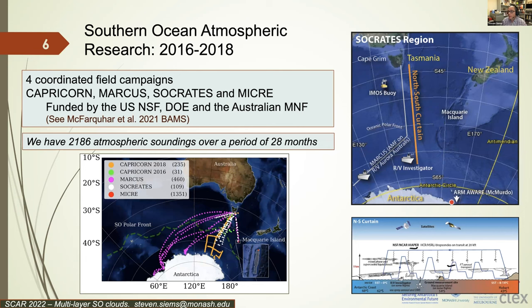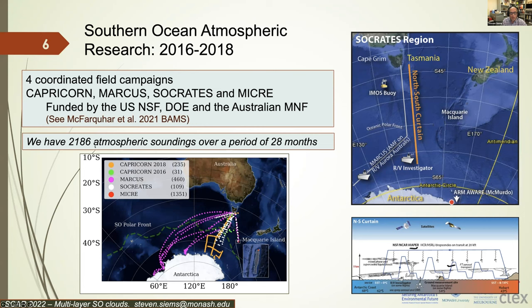Over the past decade there's been a lot of interest in the Southern Ocean radiation bias, and it has driven field work. From 2016 to 2018, there was a collection of four coordinated field campaigns: CAPRICORN, MARCUS, SOCRATES, and MICRE. These were funded by the US National Science Foundation, the Department of Energy, and the Australian Marine National Facility. Greg McFarquhar has a nice article in the Bulletin of the American Meteorological Society in 2021, talking about many aspects of this field work.